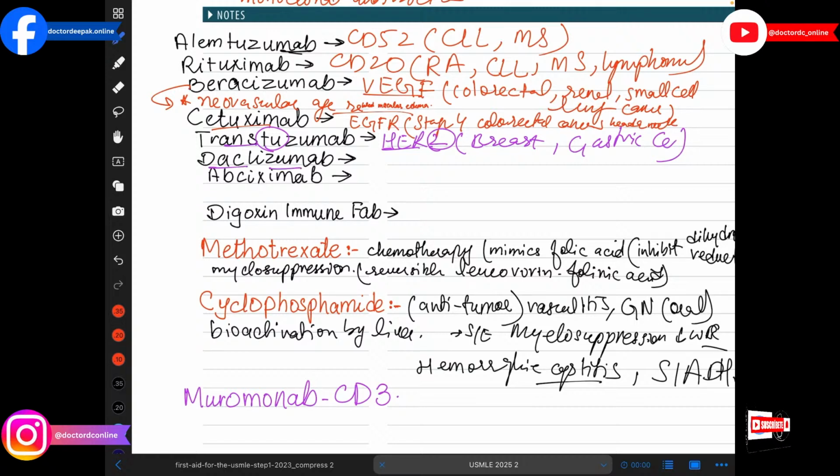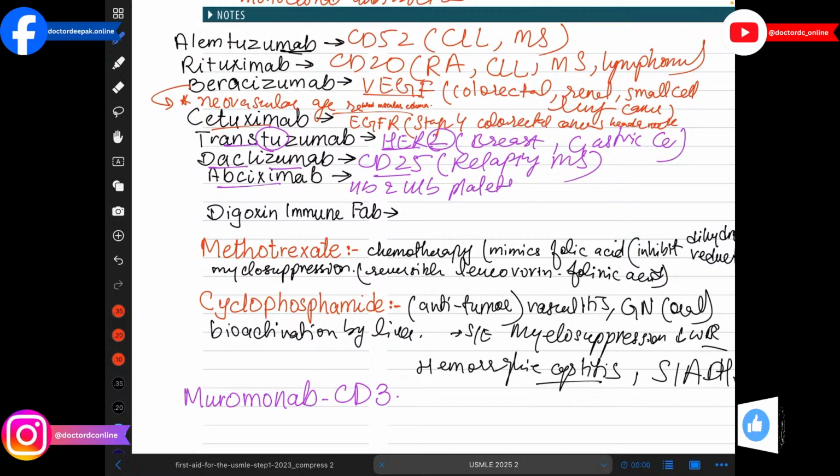Having Daclizumab going to target CD25, then also used for relapsing multiple sclerosis. We have the immunosuppressant that is going to target the 2B and 3A platelet glycoproteins. They can also be used for anti-platelet treatment for the patient undergoing the percutaneous coronary intervention.